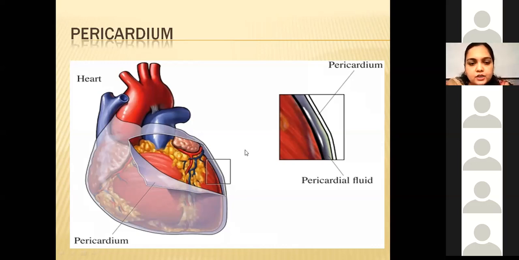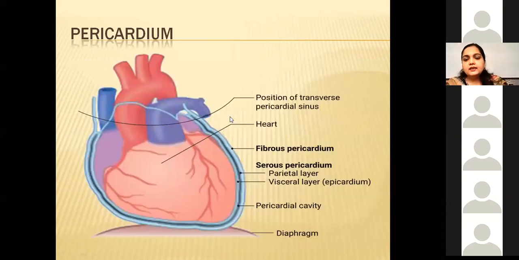Pericardium is the protective layer and it covers the whole heart plus the great vessels of the heart. This pericardium again is divided into two more layers. We can say the pericardium itself splits into two more layers. What are these two layers? Number one is the fibrous pericardium and number two is the serous pericardium.